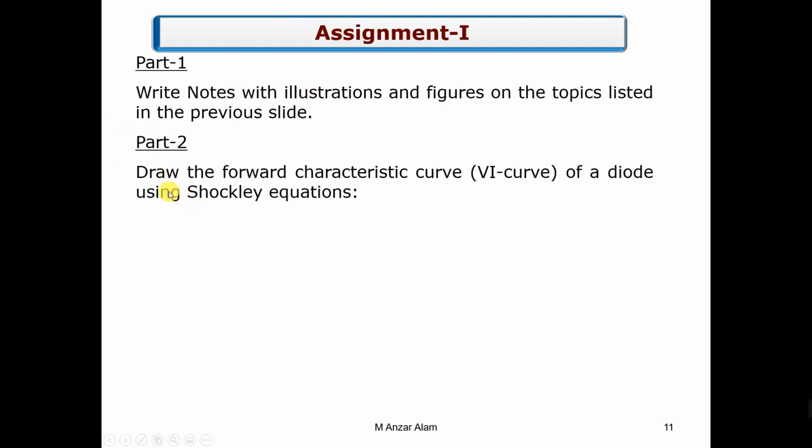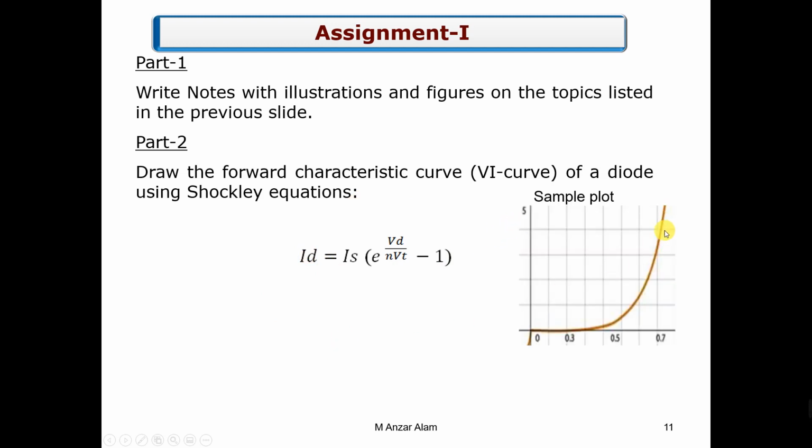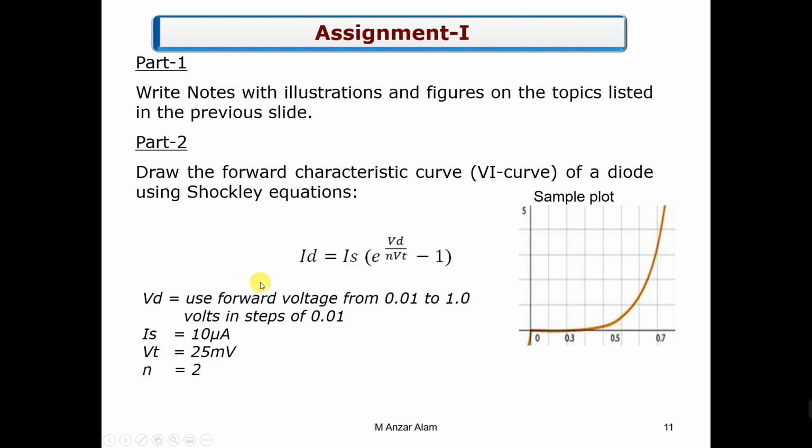Assignment one, part two: draw the forward characteristic curve, the VI curve, of a diode using the Shockley equation. So this is the Shockley equation, and you have to draw the graph, only the forward bias graph. It means that you should take different values of the diode voltage. First you can take 0, 0.1, 0.2, 0.3, 0.4, up to 1. Maybe you can take 10 values, maybe you can take 100 values.